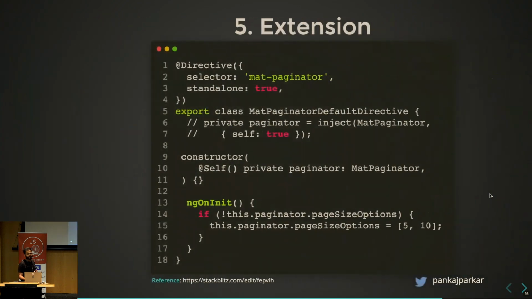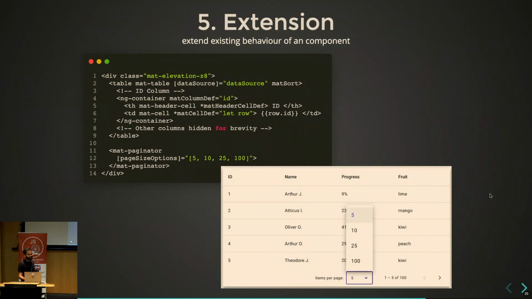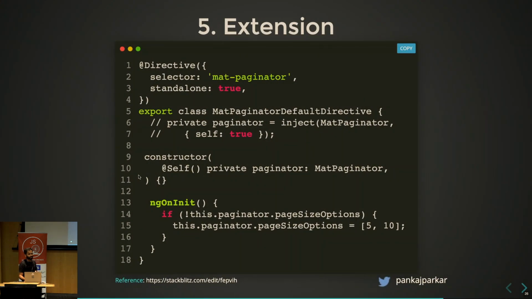Okay. So how can you do that? How can you write the extension? See, the current way, mat paginator is a component, and every time I have to pass that third party component what drop down value it should show. Now how can I default that? To default that, you just need to write another directive with the same name. You don't have to write another directive with a different selector.